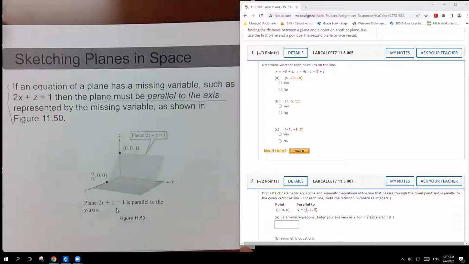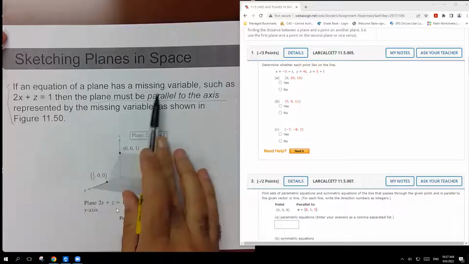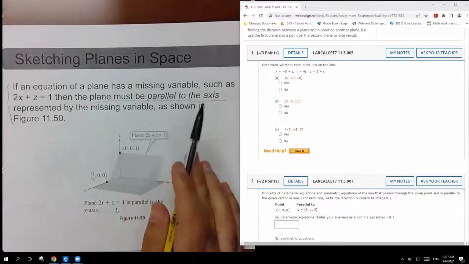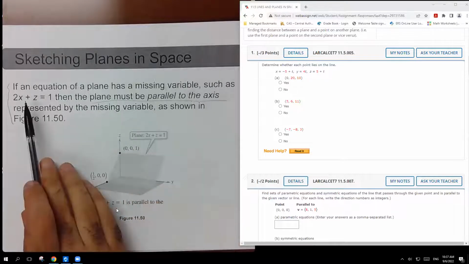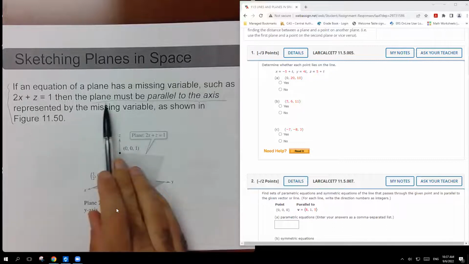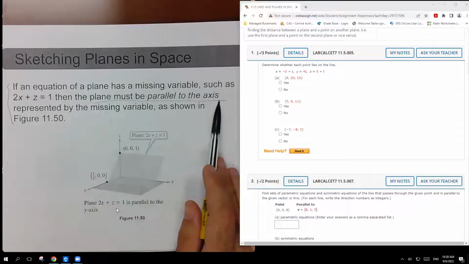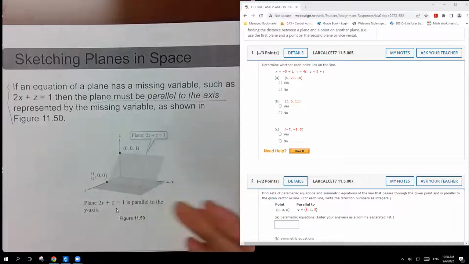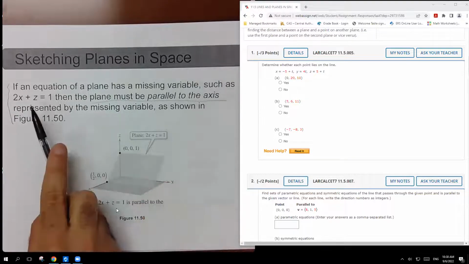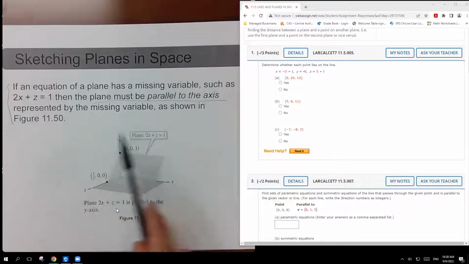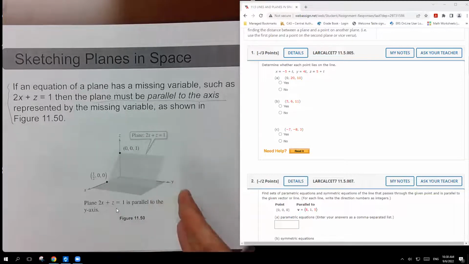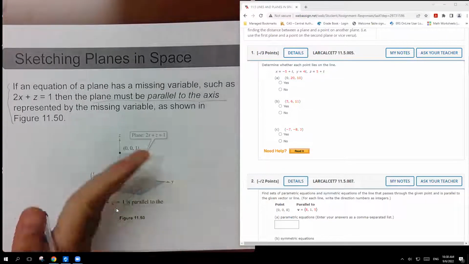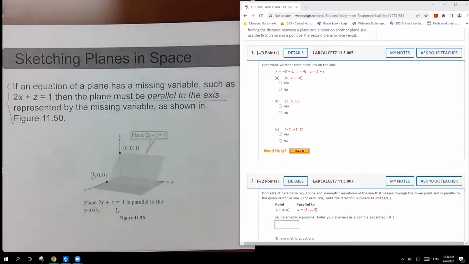So they just give you 2 more notes. If the equation of the plane has a missing variable, as you know, the plane in 3D is X, Y, Z. But if there is a missing variable, then the plane must be parallel to the axis represented by the missing variable. So here you're missing the Y, so the new plane is going to be parallel to the Y coordinate. If you're missing Z, the new graph for the plane is going to be parallel to the Z plane. If you're missing X, it's going to be parallel to the X plane. That means like this, or parallel to the Z plane. This is just to show you that.